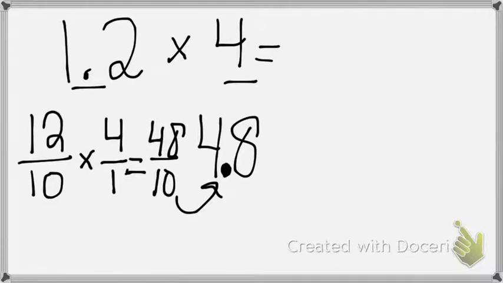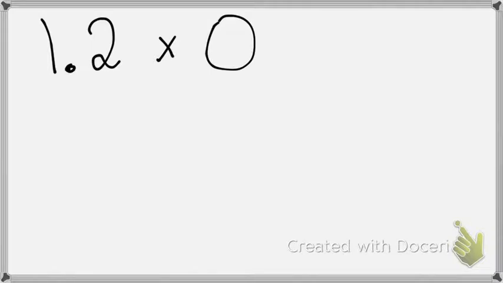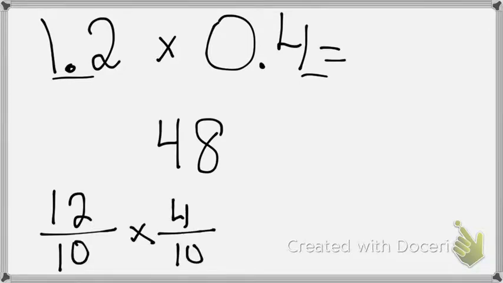Okay? Now I want you to go to the next one. Letter H is 12 tenths times 4 tenths. So we have 12 tenths times 4 tenths. 12 times 4 is 48, of course. But what is 12 tenths times 4 tenths?